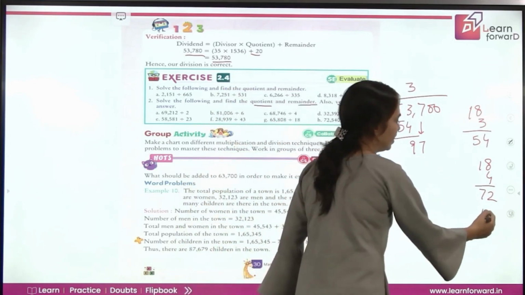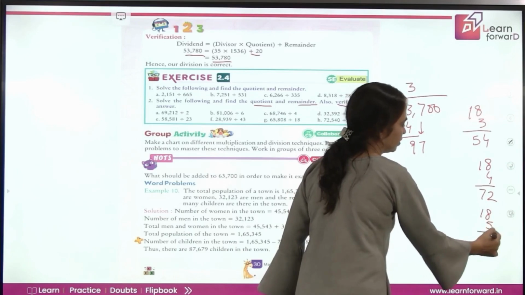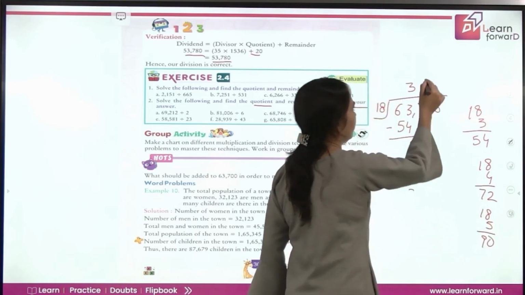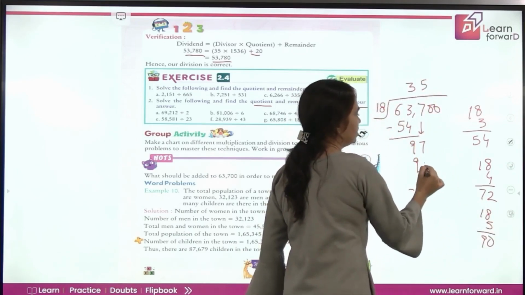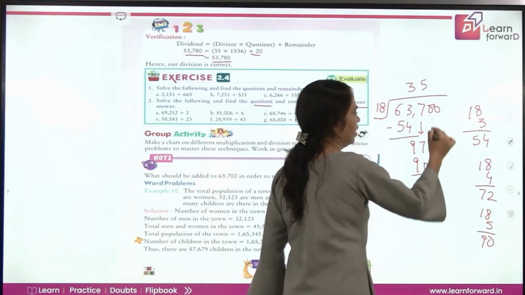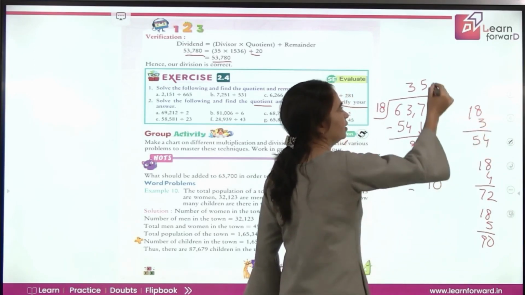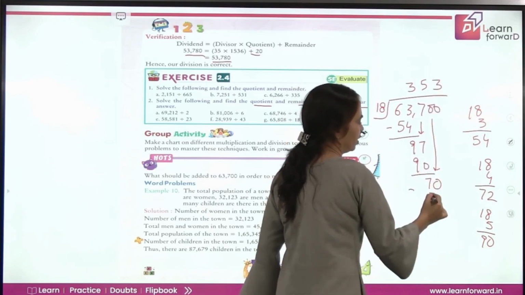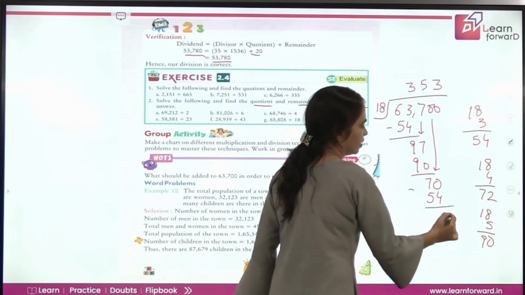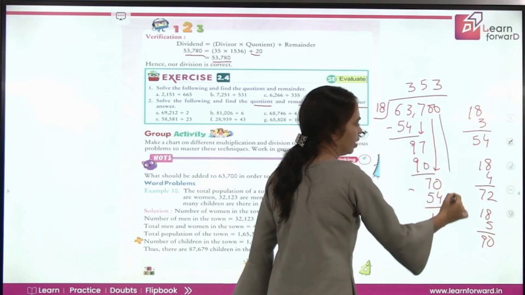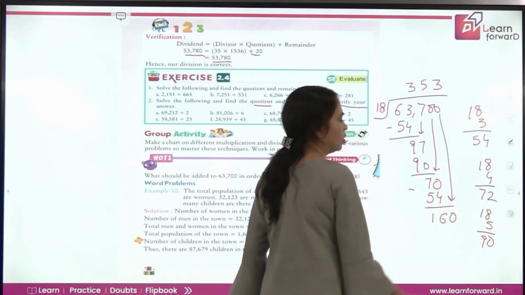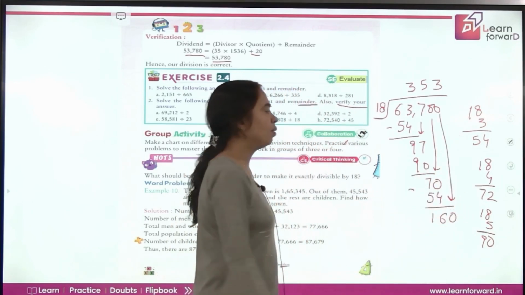Let's go ahead. 18 fives are 90. So we can stop at 5. 18 fives are 90. You are left with 7. Bring down 0. We'll stop at 18 threes are 54 again. You get 16. Bring down 0 again. So now what next? 18, how many times will it go?